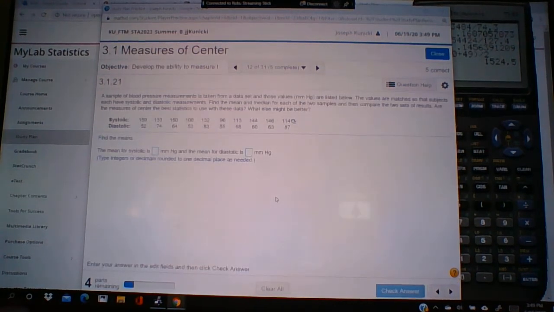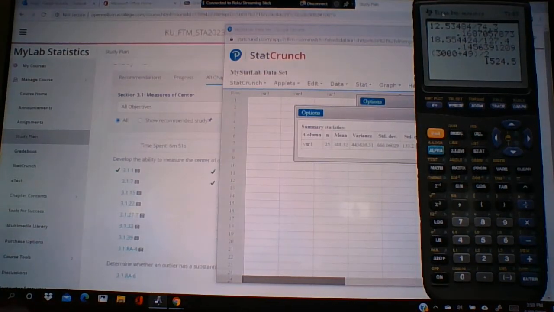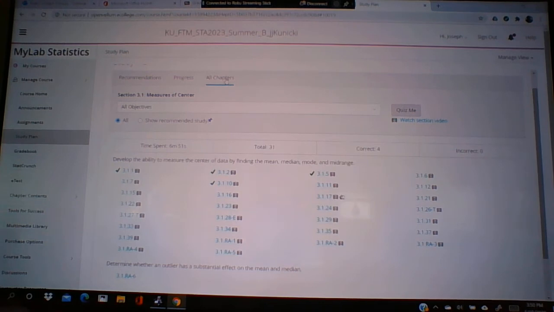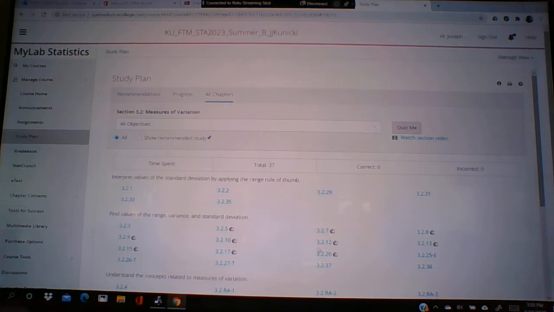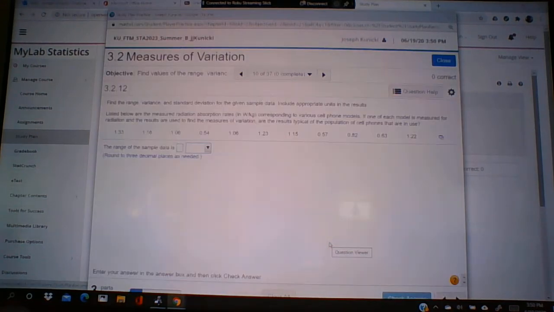Okay, so that was for measures of center. So now let's do measures of variation, and for that, let me close everything else out here. I'm going to close out StatCrunch. I'll leave the calculator open. All chapters, I want chapter 3.2. I believe it was 3.212 was the one I wanted. Yeah, this is a good one. So, find the range, variance, and standard deviation for the given sample data. Include appropriate units. Well, the units are in watts per kilogram, I believe.